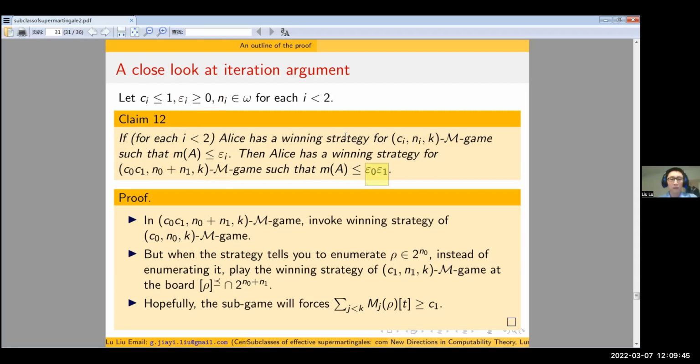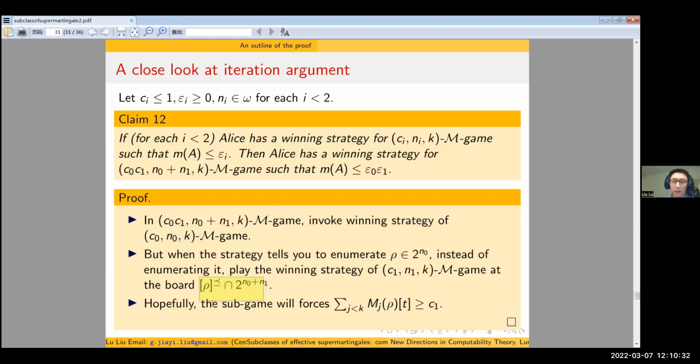This is the so-called iteration argument. And let's see its proof. In this game, we will have a main game played on level N0 and some sub-game played over level N0. In the main game, we invoke the winning strategy of the C0 N0 K game. But when the winning strategy tells you to enumerate a string row, you don't do it. Instead of enumerating it, you will play the winning strategy of this game at this board. So this is the sub game.